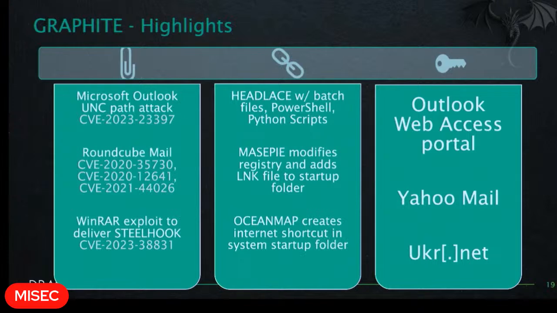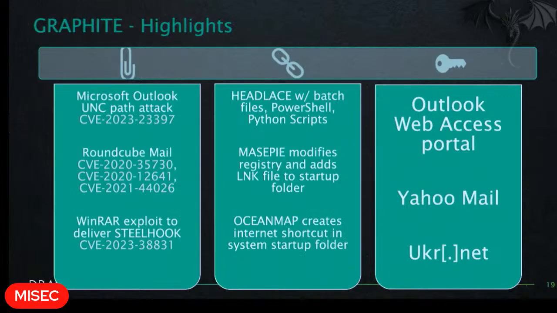UNC, like if you were to use an SMB or network share, you might use a UNC path to get there instead of navigating to it. Roundcube Mail, which is a mail client, and WinRAR, which I don't know how many of you use WinRAR versus WinZip versus 7-Zip. WinRAR is an archiver tool. So each one of those has vulnerabilities that they're exploiting through the attachments of the email.